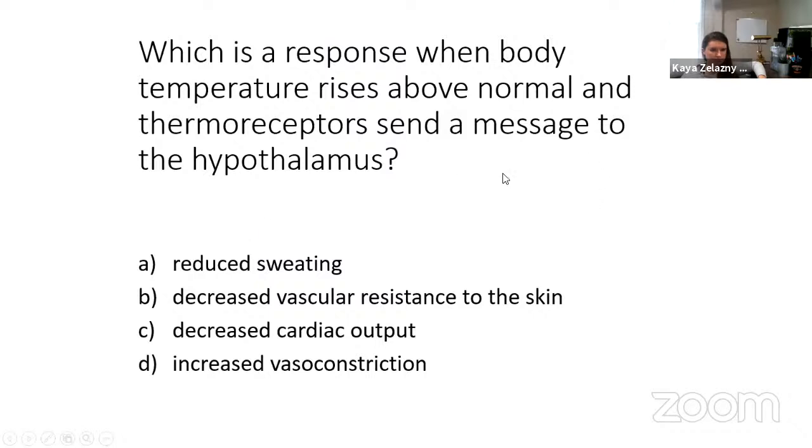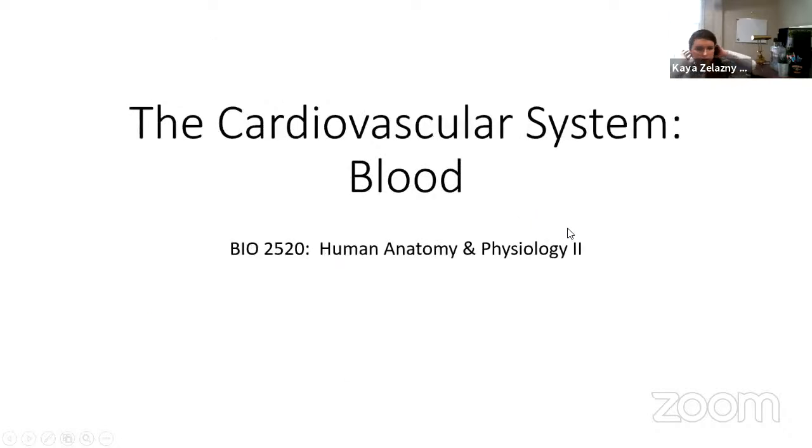Okay. This one I said we're not going to test on, so I'm not going to pull us directly on this, but this is asking us about that thermoreceptor stuff, which is basically that decreased vascular resistance to the skin would happen in this case. I'm not worried about it. Okay, so we're moving on to our cardiovascular system.